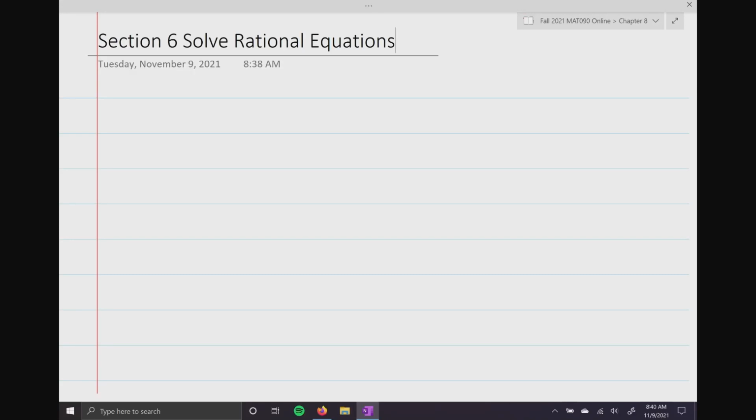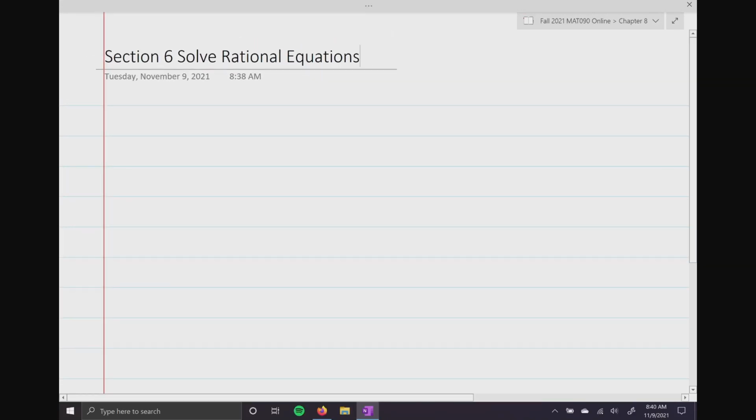All right, so here's our last section, which is going to be section 6, solving rational equations. And this actually is something you've already done before. So let me show you a little example here. Let's say I had this equation right here. The directions are solve. We want to solve 1/2 plus x over 3 equals 5 over 6.